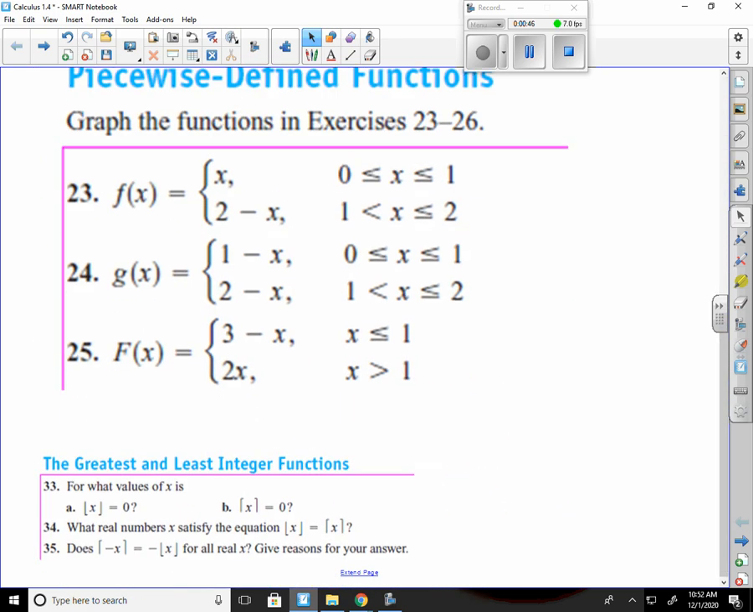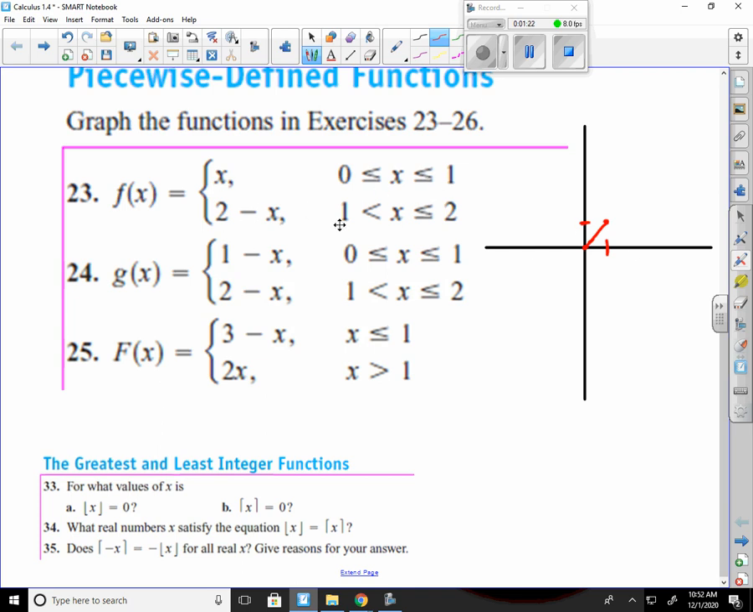Number 23, it said graph the functions in exercises 23 through 26. We could have either done this by hand or through Desmos. Through Desmos, you just draw those intervals in. So when x is between 0 and 1, when x is 0, y is 0, and when x is 1, y is 1. And so we have a line with closed dots because it's going to be an equal sign underneath.